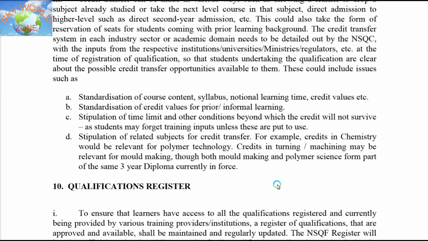C. Stipulation of time limit and other conditions beyond which the credit will not survive, as students may forget training inputs unless these are put to use. D. Stipulation of related subjects for credit transfer. For example, credits in chemistry would be relevant for polymer technology. Credits in turning or machining may be relevant for mold making, though both mold making and polymer science form part of the same 3-year diploma currently in force.